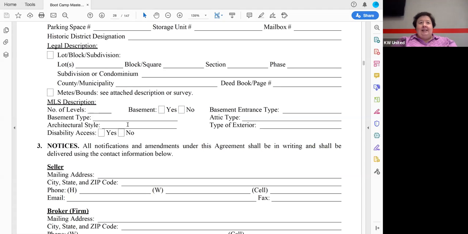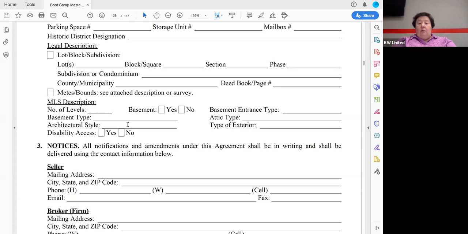Disability access, yes or no? Cut and dry answer. If there's a lot of stairs, there's not an elevator, there is no disability access, okay? Right, right. Yeah, ramps, everything. There has to be access for someone who is fully disabled to get inside that unit, okay?